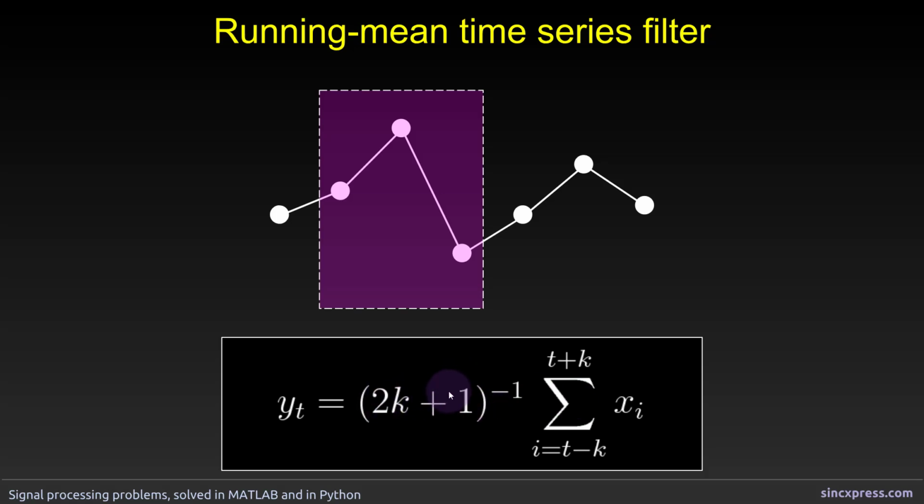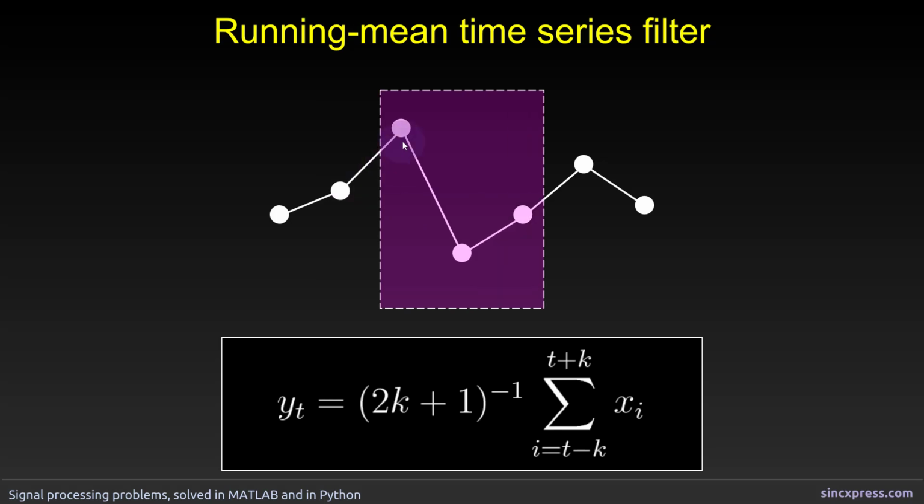There's the plus 1 here because you go k backwards and k forwards, so you end up with 1 in the middle. So this would be for this time point, and then the next time point would be this average 1 point before and 1 point after, or more general, k points before and k points after.